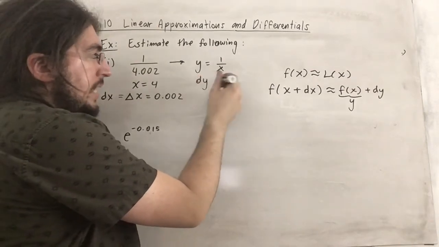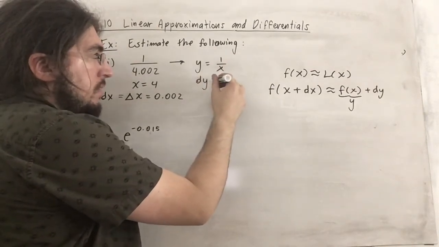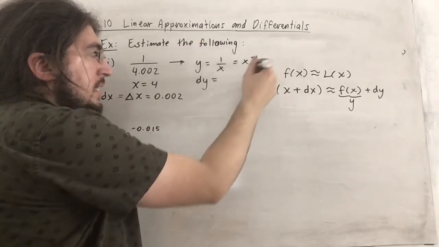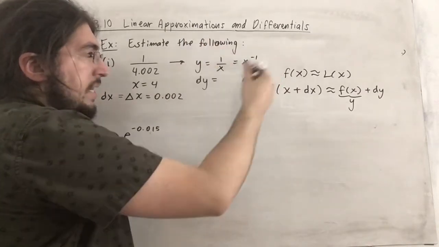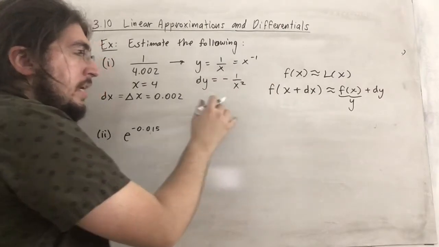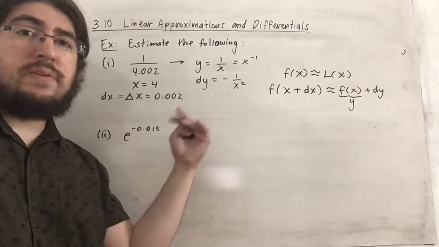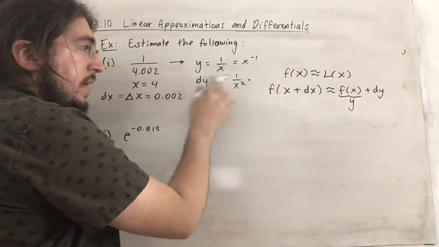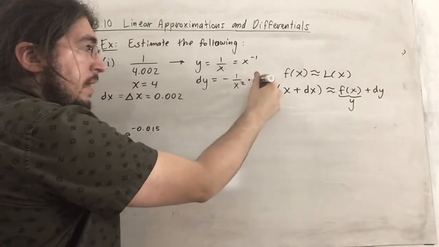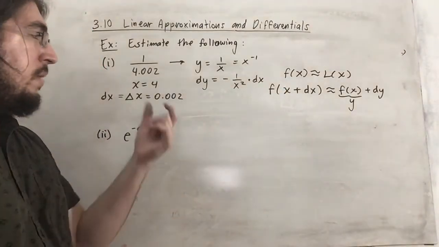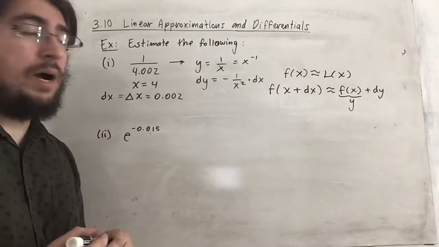Well, dy over dx is just the derivative of this. Now notice this is x to the negative 1, its derivative is negative x to the negative 2, or negative 1 over x squared. Now again, you probably expected me to write dy over dx, in fact I even said that, but remember we're treating this as dy equals the derivative of y multiplied by dx. Good. So now that we have that, we can find dy.